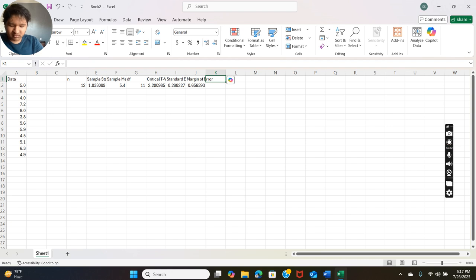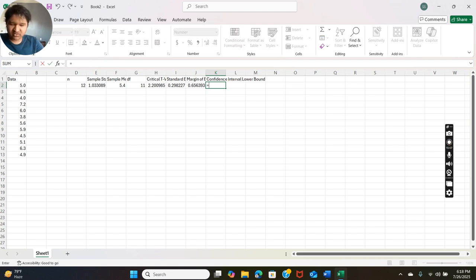So we go up to cell K1. Here we write CONFIDENCE INTERVAL LOWER BOUND. Enter. And then press enter to go down to cell K2. The formula for the confidence interval is the sample mean plus or minus the margin of error. For the lower bound, since we're calculating the lower portion, we will be doing subtraction.